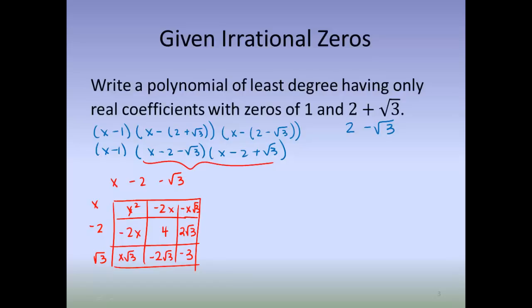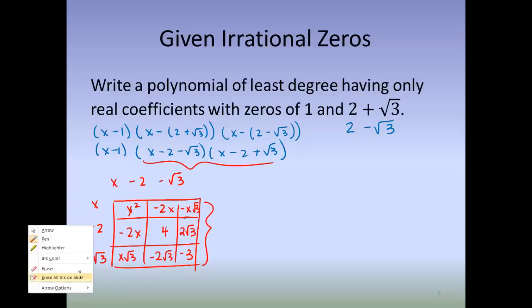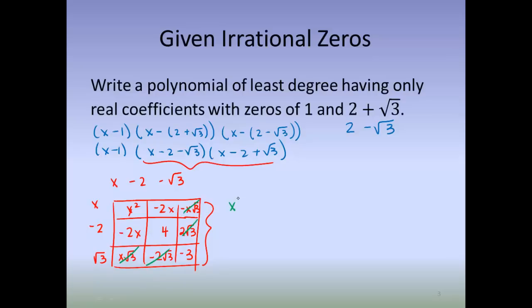You should notice that there are things that are opposites inside of our table here, and that shouldn't surprise you because these two are conjugates. They're opposites of each other here. And let's go ahead and simplify that out. I will grab yet another color here to make it easier. These two are opposites, those two are opposites, and we'll combine like terms. So I get x squared minus 4x plus 1.